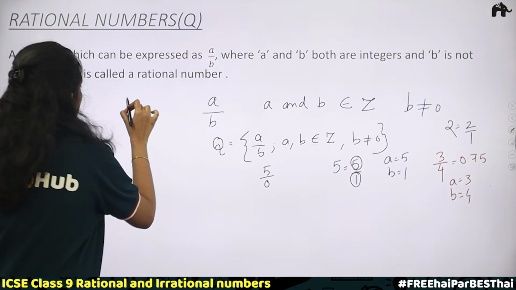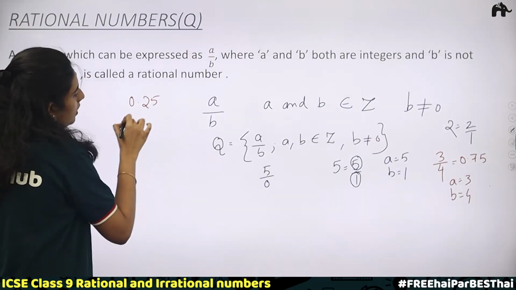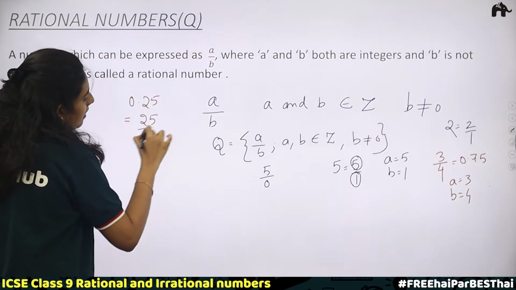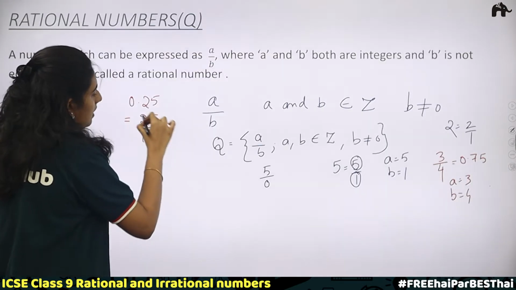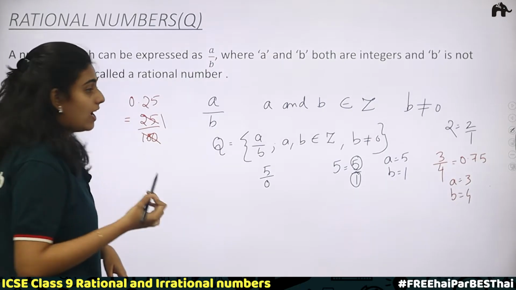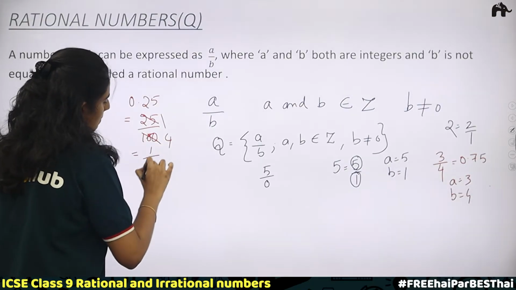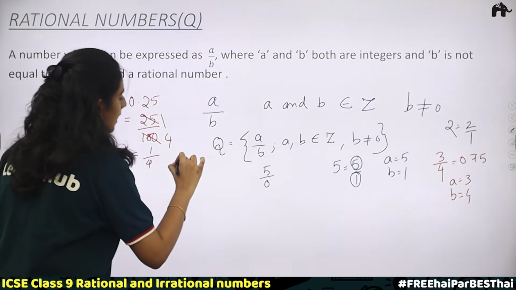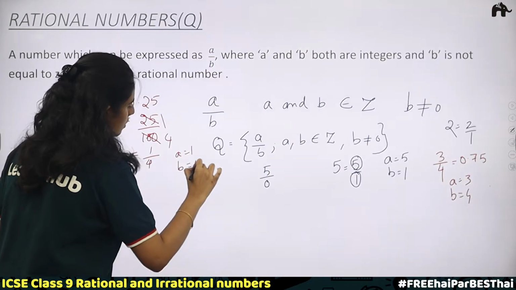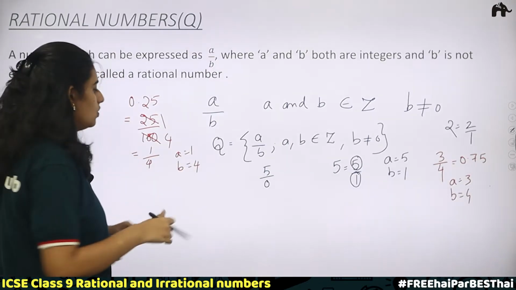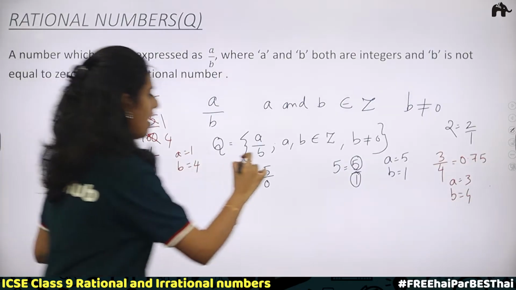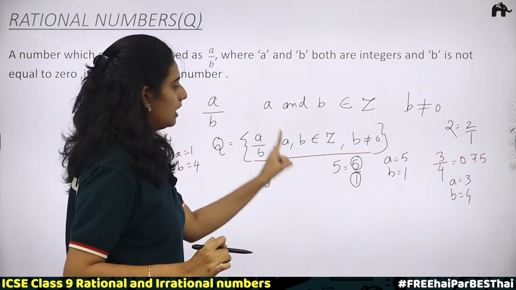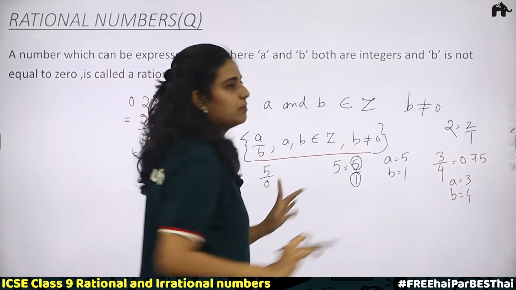Another example. 0.25. 0.25 can be written as 25 divided by 100. 25 is 25 into 1, and 100 is 25 into 4. So this fraction is 1 by 4. Okay. Here A is equal to 1, B is equal to 4 and B is not equal to 0. Therefore, this is also a rational number. Got the concept about rational number? Just you have to remember this. A by B form, A and B should be integers and B should never be equal to 0.